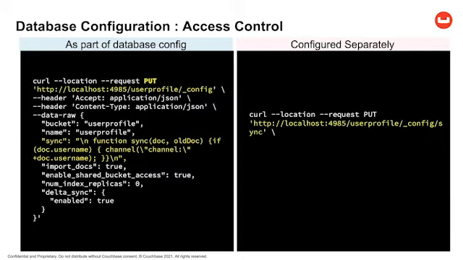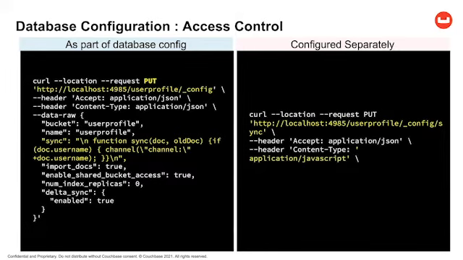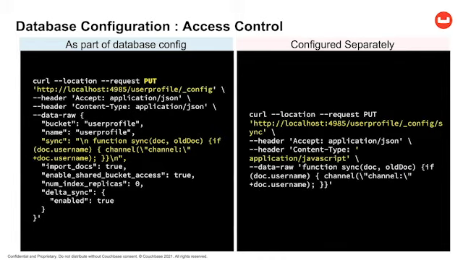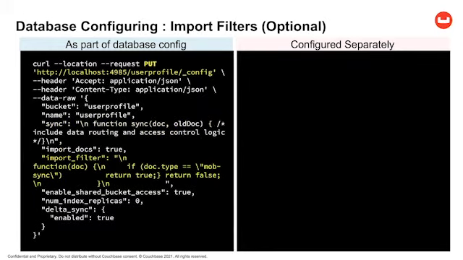Alternatively, if you don't want to embed that as part of the database configuration and you want to exclusively configure the sync function, you can do that through a new REST endpoint. It's part of the database configuration, but it's a sync endpoint as shown in the highlighted text. You provide the content type, in this case JavaScript, and you provide it with the JavaScript function. It's very, very straightforward. The same applies for configuring import filters.